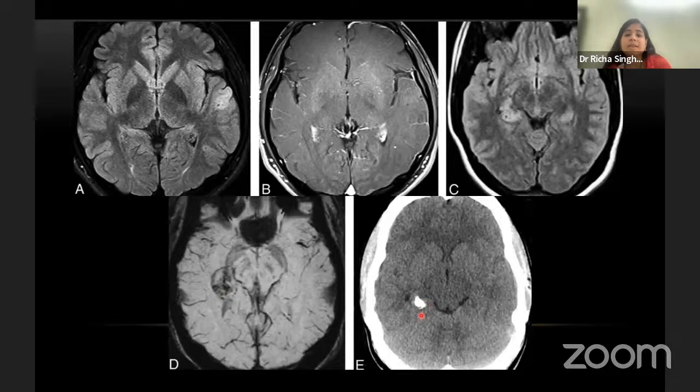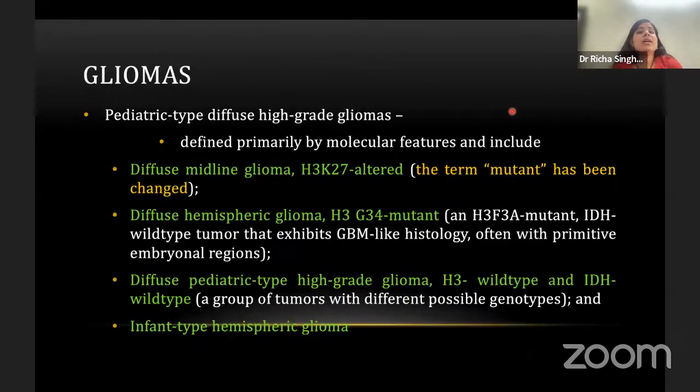So if we are seeing this central calcification in a temporal lobe lesion, which is otherwise not showing any features of aggressiveness on imaging, we can give the diagnosis as polymorphous low-grade neuroepithelial tumor of the young, that is PLNTY. Then there come diffuse high-grade pediatric gliomas. So they are again classified into 4 different subtypes.